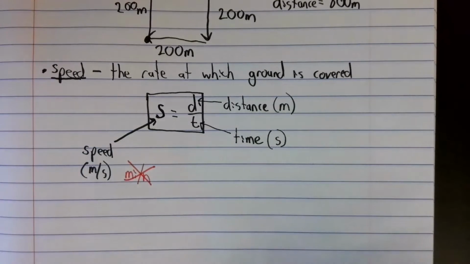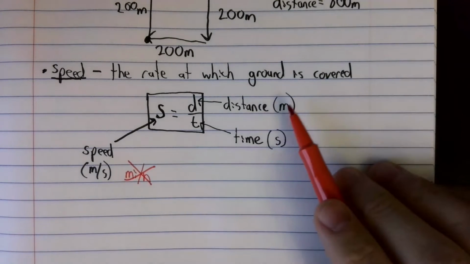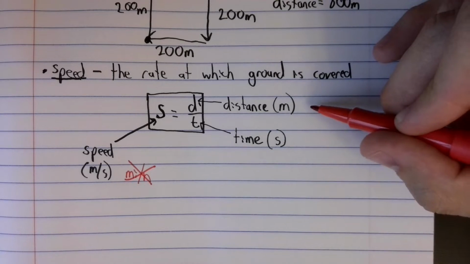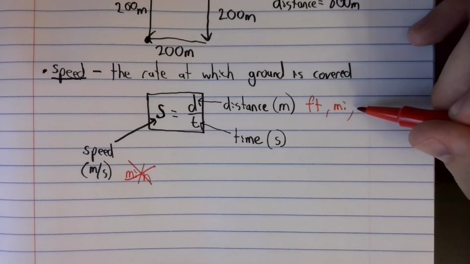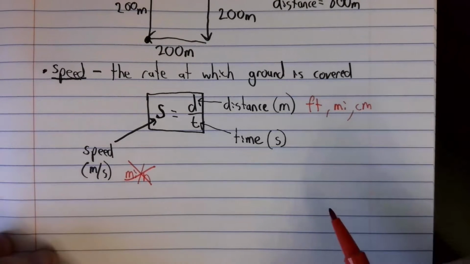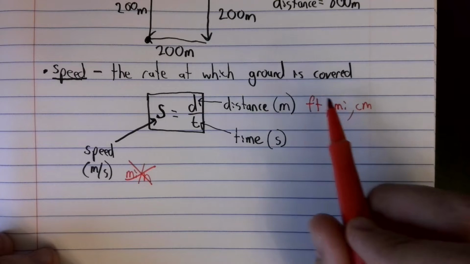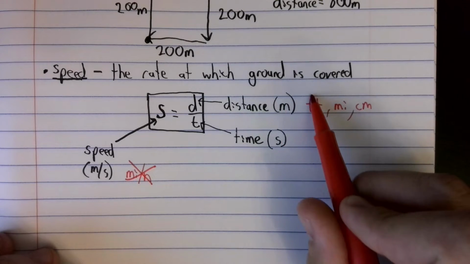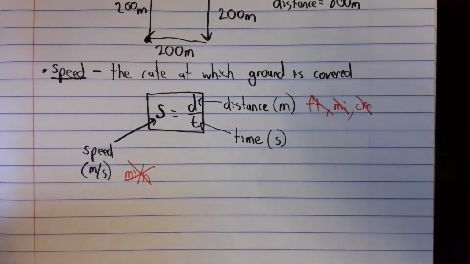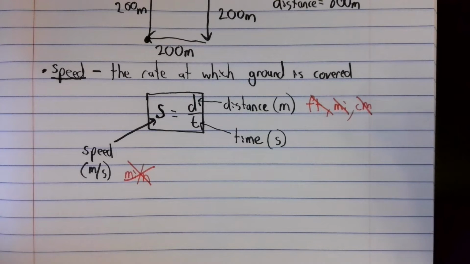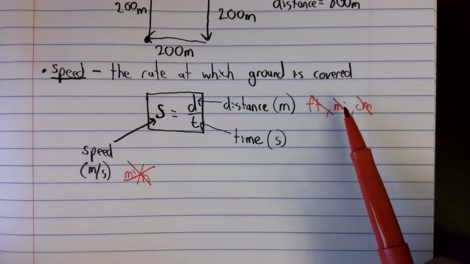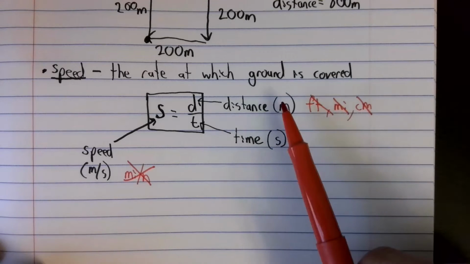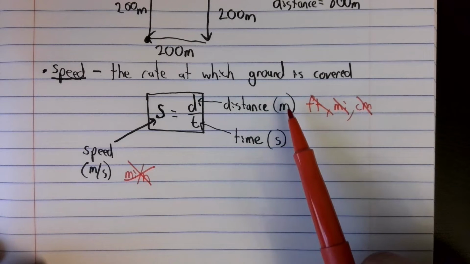We're going to use meters per second. Same goes for distance. If you see something in feet or miles or centimeters, we're going to want to convert those to meters, unless specified otherwise. Sometimes problems will tell you to keep it in centimeters or keep it in miles or whatever. But generally speaking, we want to revert back to meters.